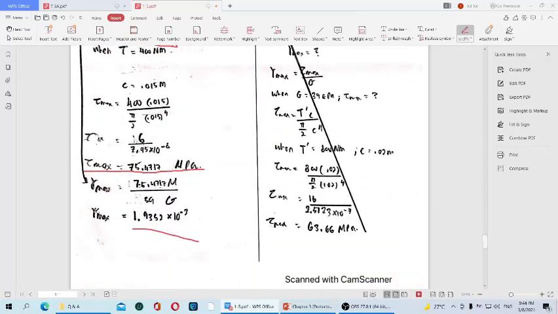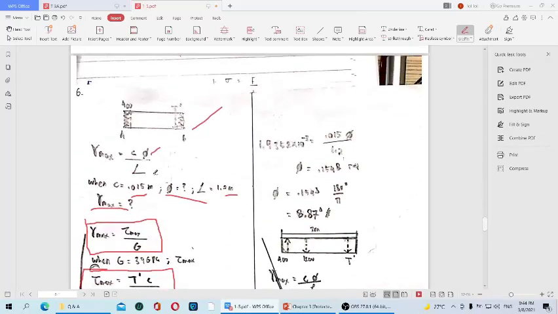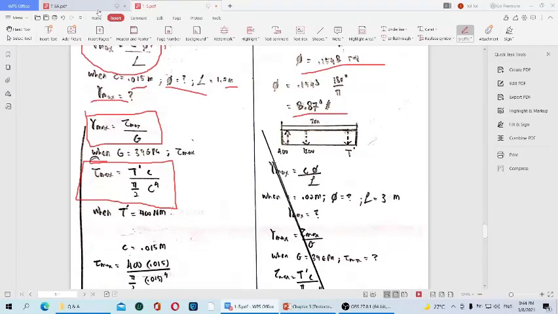Since we know what tau maximum is, now we can go back to our core equation. 1.9352 times 10 to the power of negative 3 equals 0.015 phi over 1.2. Thus, we get the angle of twist in radians, which is 0.1548. So we need to convert it into degrees. You multiply by 180 degrees over pi. This is the answer, 8.87 degrees.